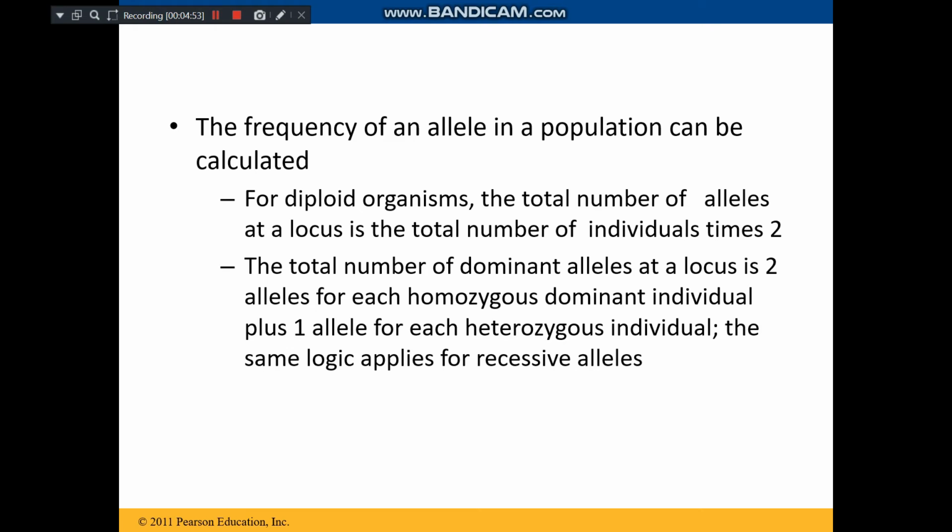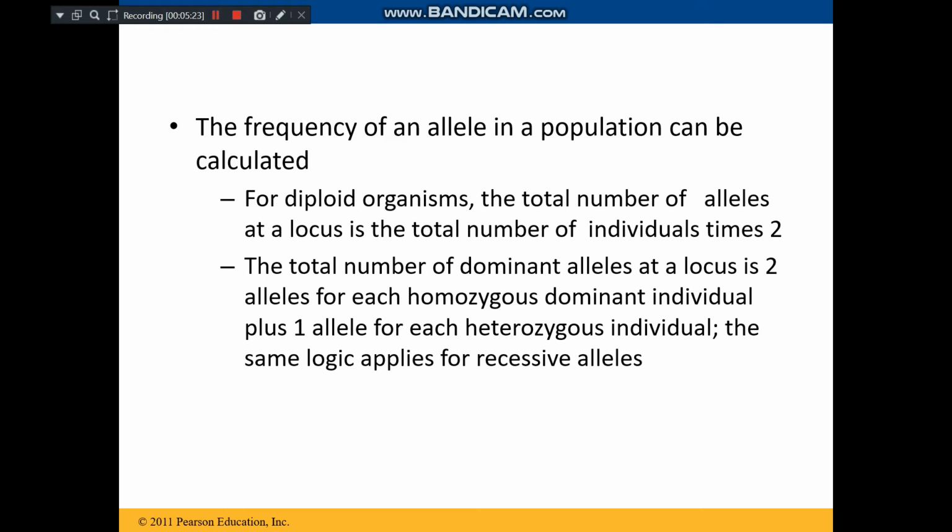In any gene, there may be a dominant allele and there may be a recessive allele. The total number of dominant alleles at the locus is 2 alleles for each homozygous dominant individual plus one allele for each heterozygous individual. The same logic applies to the recessive allele. Probably it is not very clear to you, I know that.